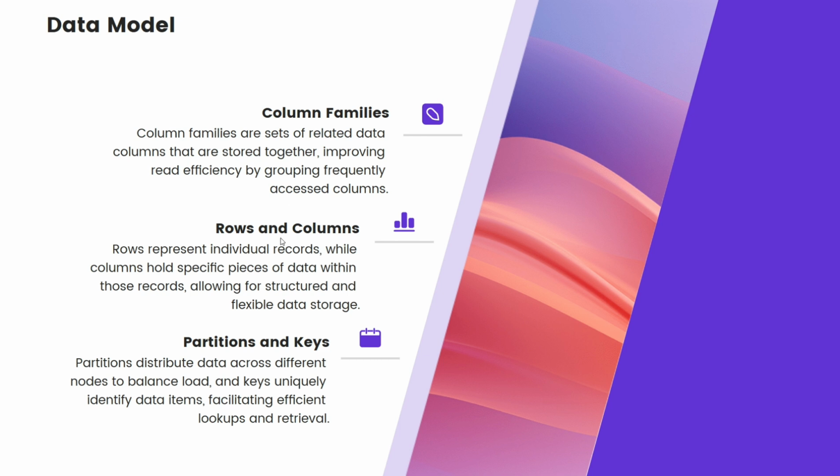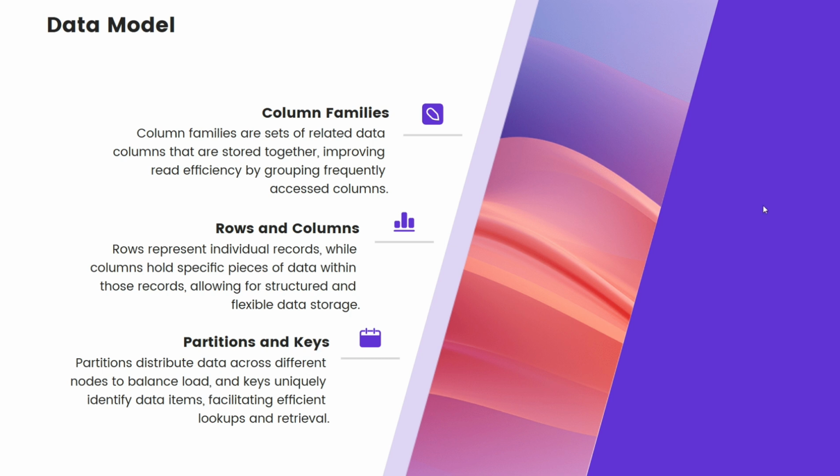The second thing is rows and columns. Each row, as we know, represents a record, and columns hold the specific data related to that record. Then partitions and keys. As I said before, we divide the data and give it to nodes, right? Here we have partition keys, which help balance the load and speed up data retrieval. This decides which data goes in which node and how the data are related to each other.